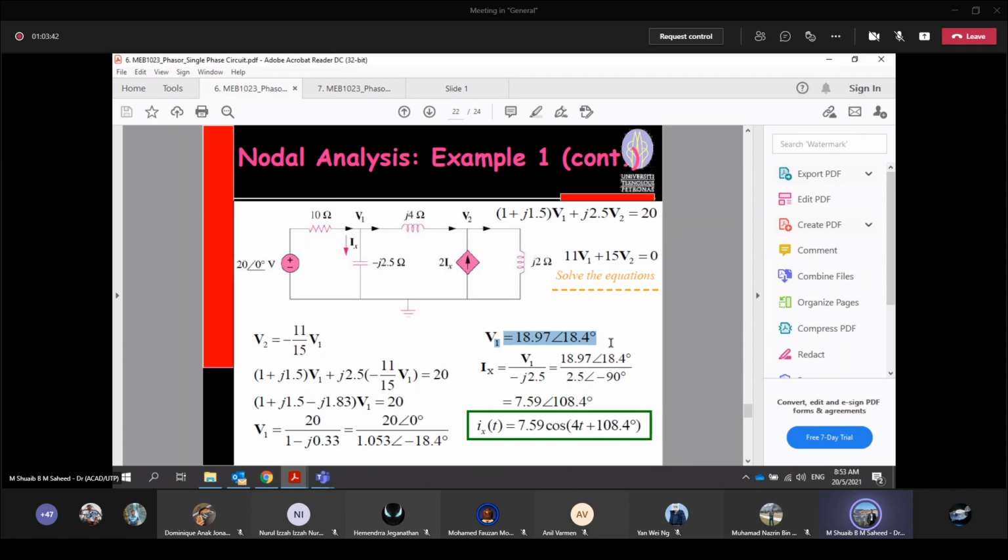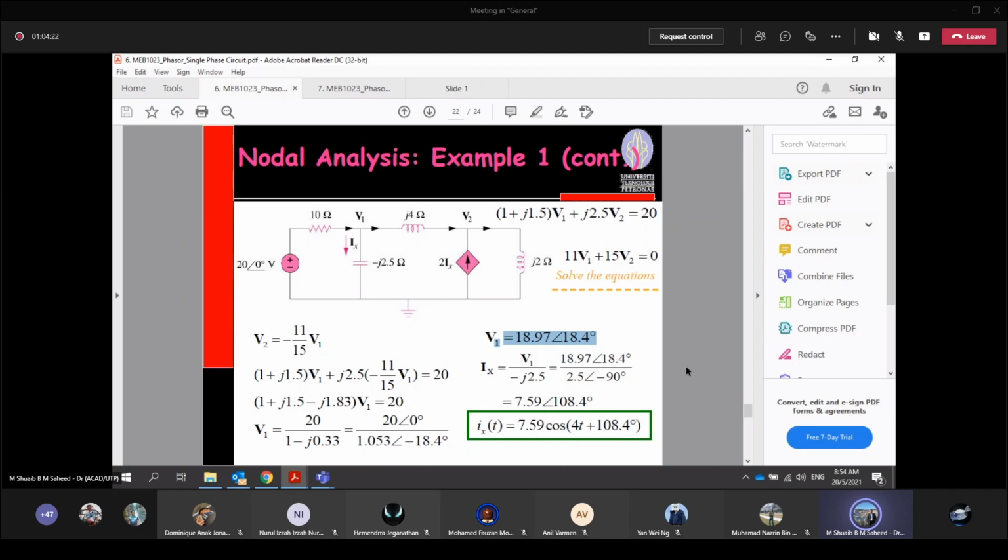Our primary objective is to find the Ix. So what is Ix? V1 over negative j2.5. We know our V1. Plug in the values, divide it, and you will get the final answer. 7.59 angle 108.4 degrees. Now you can express this in the time domain. Take the amplitude, put the cos 4t, this remains, and then put the phase angle plus 108.4 degrees. That's it.